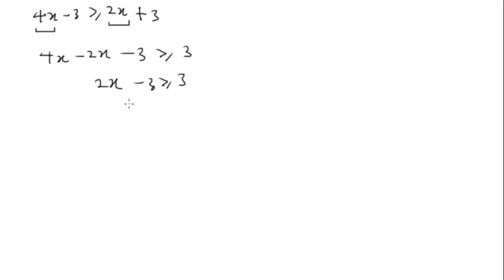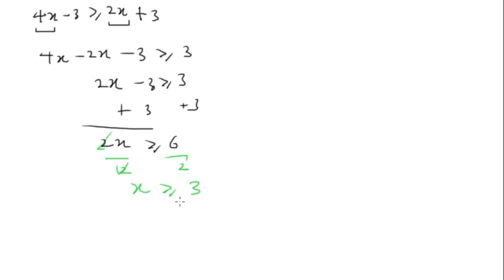So if I add 3 to both sides, then I'll have 2x greater than or equal to 6. Notice that I can divide both sides by 2, so that x is greater than or equal to 3. So we may represent this on a number line, where this is point 3. Greater than or equal to means I'll also shade the circle, and then this is the trend for values greater than 3.